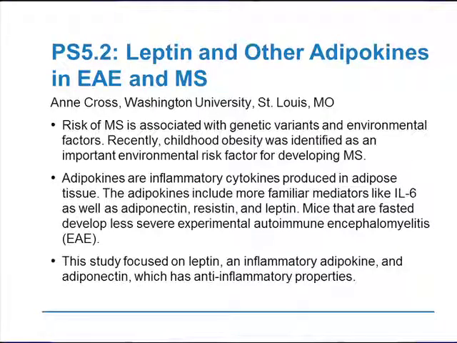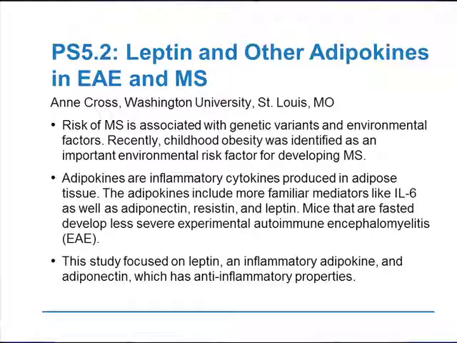The last topic I'd like to discuss with you is entitled Leptin and Other Adipokines in EAE and Multiple Sclerosis. EAE, as you know, is experimental autoimmune encephalomyelitis. That's an inflammatory model, often done in mice, for the disease multiple sclerosis. This work comes from Ann Cross, a neurologist at Washington University in St. Louis. So the risk of MS, as a background statement, is associated with genetic variants and environmental factors.